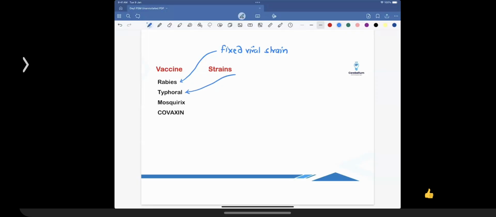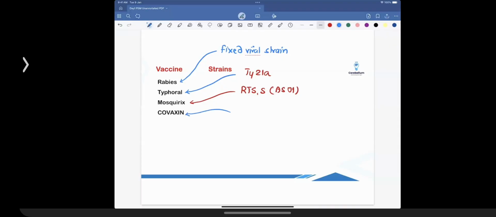Typhoral, TY21A. Mosquirix. I'm presuming all of you are not looking at notes, because these are easy things. Our memory will help us in the exam. Yes, it is RTS,S/AS01.